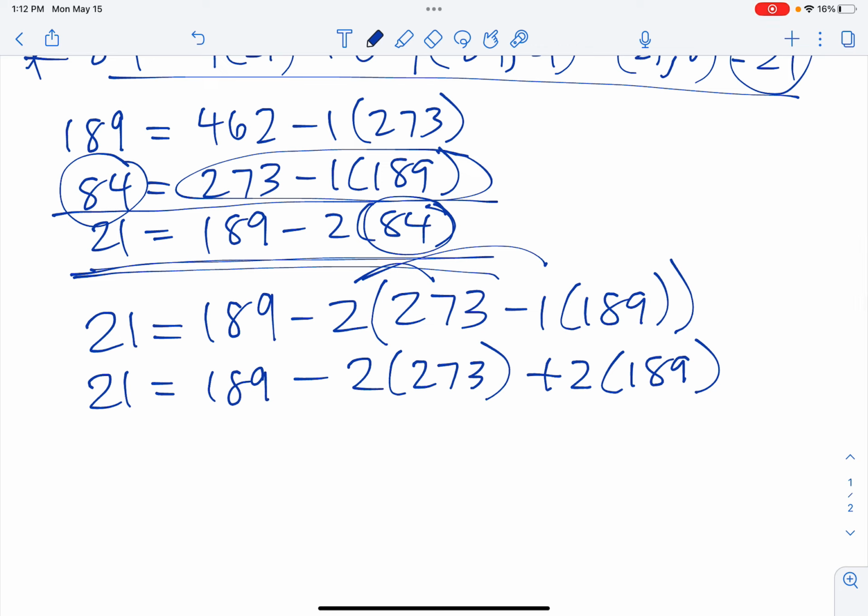Finally, I'm going to collect like terms. I have 1 189 there and 2 189s there. I'm going to combine those. That's a total of 3 189s.